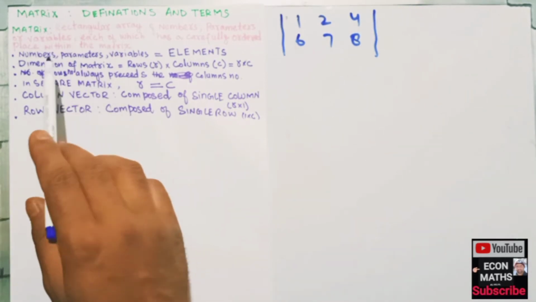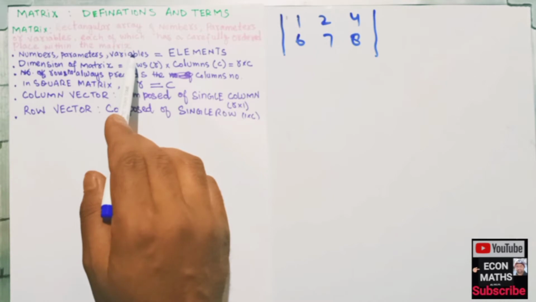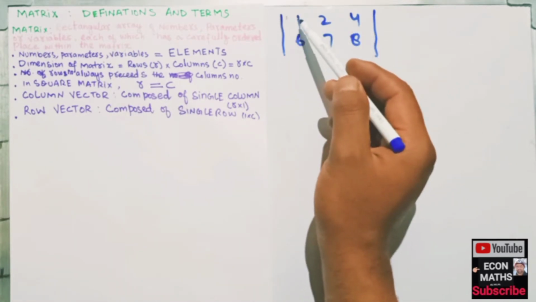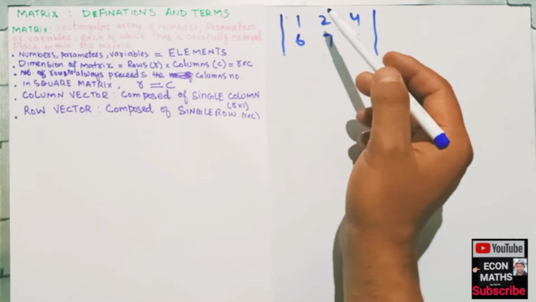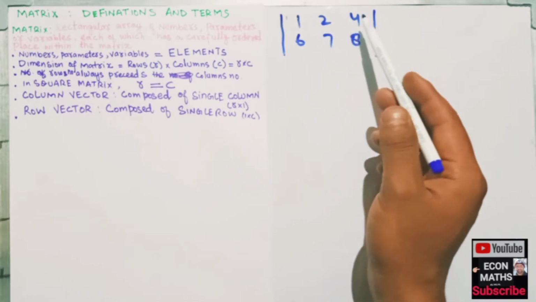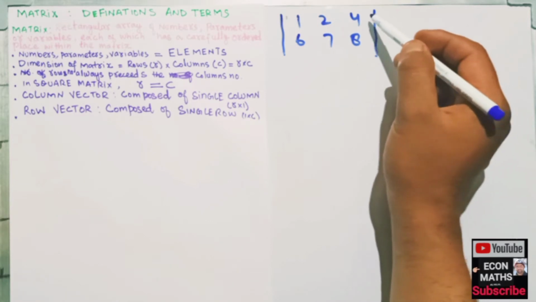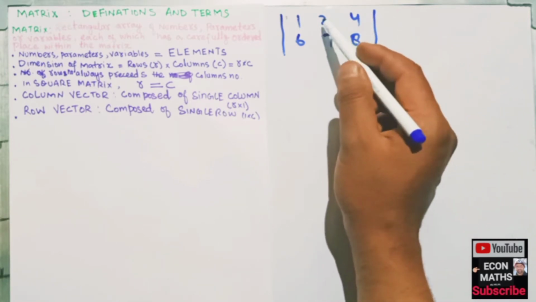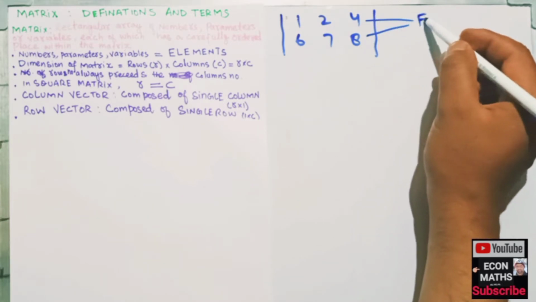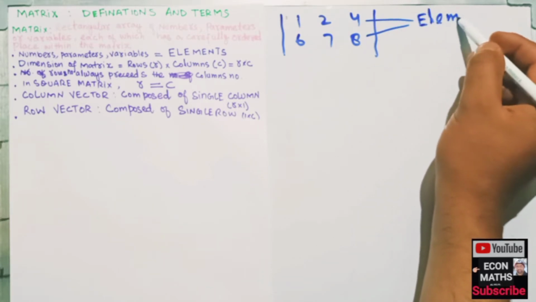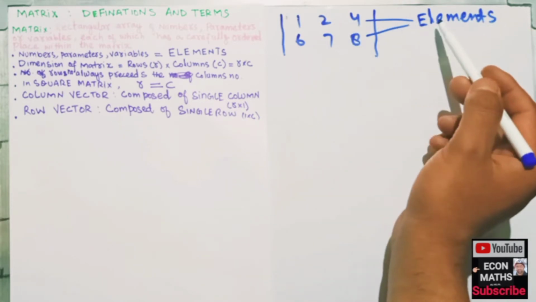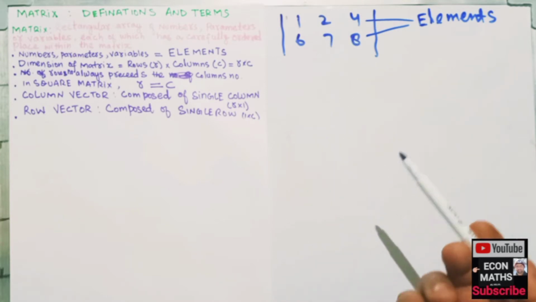Now, numbers, parameters, or variables. Here these are the numbers. In place of numbers, there can be parameters or variables. So these are called the elements of the matrix. So this 4, 8, 7, 2, 1, 6, these are the elements of the matrix. Similarly, this 2 is also an element, 6 is also, 7 and 1 also.